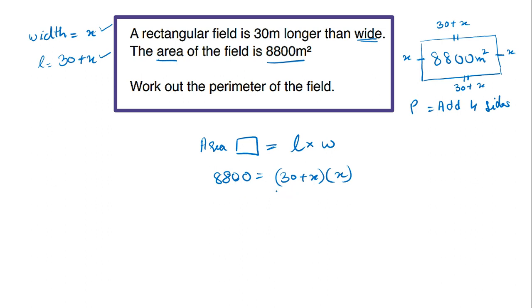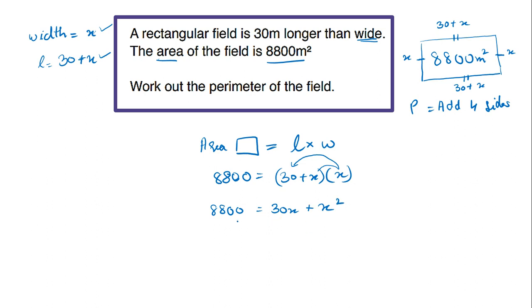Now, I can perhaps work on this 30 plus x times x, solve it somehow, and then try and find the value of x. Now, in order to solve it, the first thing is that I've got to do x times 30, that is 30x. My 8,800 just stays where it is. So the x times 30 is 30x, and then x times x is x squared.